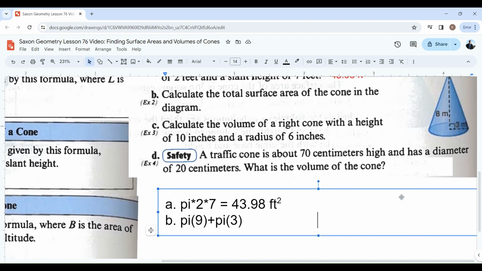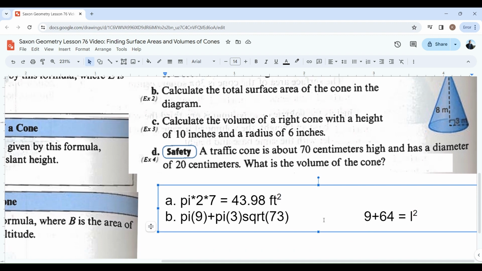So this is going to be 3 squared, or 9, plus 8 squared, or 64, equals the slant length squared. Okay, so I need to do the square root of 9 plus 64, or the square root of 73. What I'm going to do is I'm just going to plug that right like that into my equation, the square root of 73. Okay, so it's going to be pi times 3 times the slant length, which is the square root of 73. And then I'll round my answer from there.